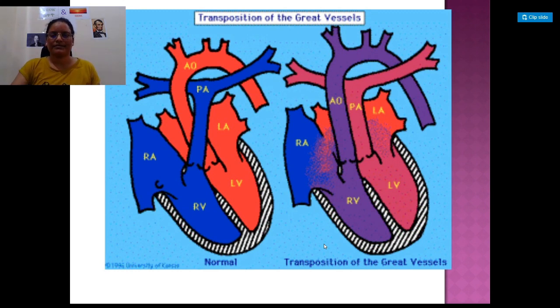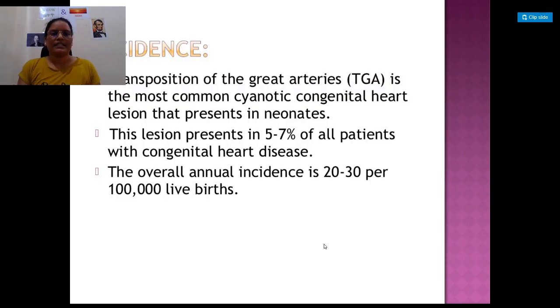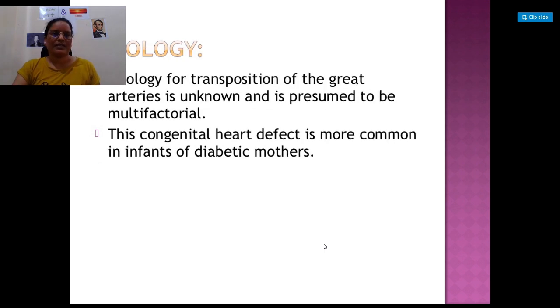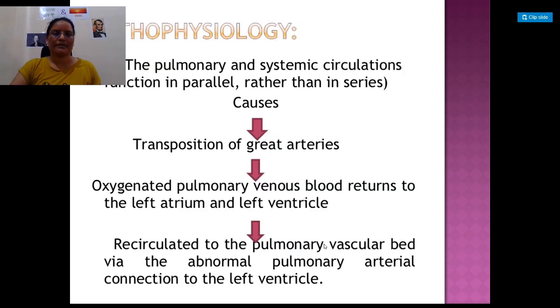like this. Then incidence: the overall annual incidence is 20 to 30 per 100,000 live births. Then etiology: the cause of transposition of great arteries is unknown and is presumed to be multifactorial. The congenital heart defect is more common in infants of diabetic mothers, specifically when the mother is on insulin at the time of pregnancy.